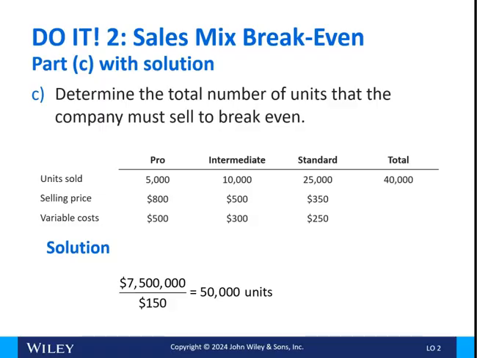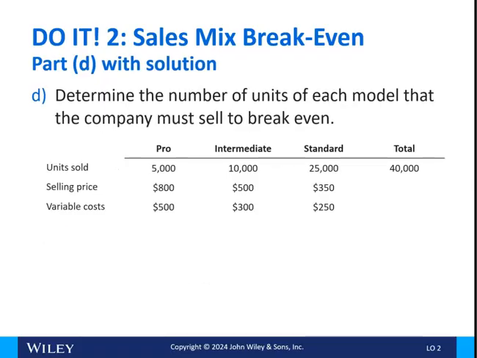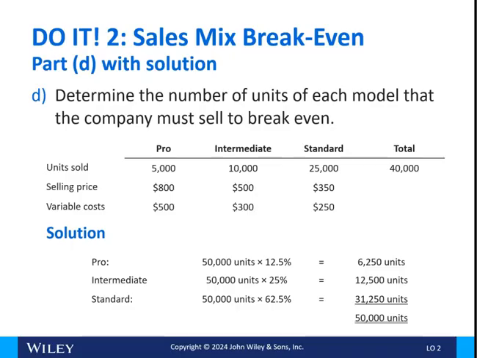Now that we have the total units needed to break even, we can determine the units of each model that the company must sell to break even. So we take simply our break-even units, 50,000 units that we just calculated, times the sales mix percentage. So we see that we need to sell 6,250 units of the Pro, 12,500 units of Intermediate, and 31,250 units of the Standard.